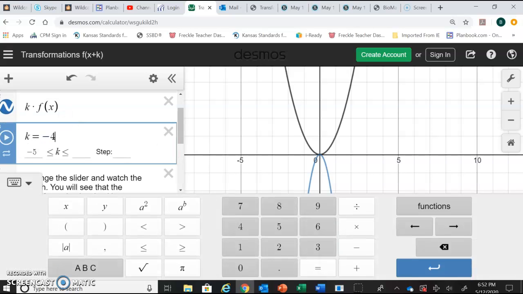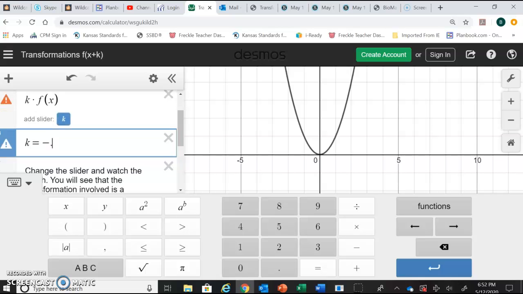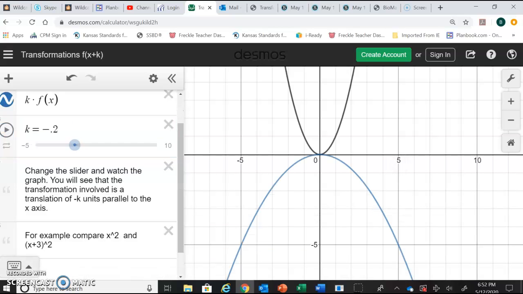Okay, what if the value of k is -0.2? So it's the same rules as a number between 0 and 1. When k is between 0 and 1, it was a shrink and things widened out. So between 0 and -1, it's going to be a shrink again, but it's going to reflect because of that negative. It's going to reflect over the x-axis, and then it's going to widen out. That's called a shrink.